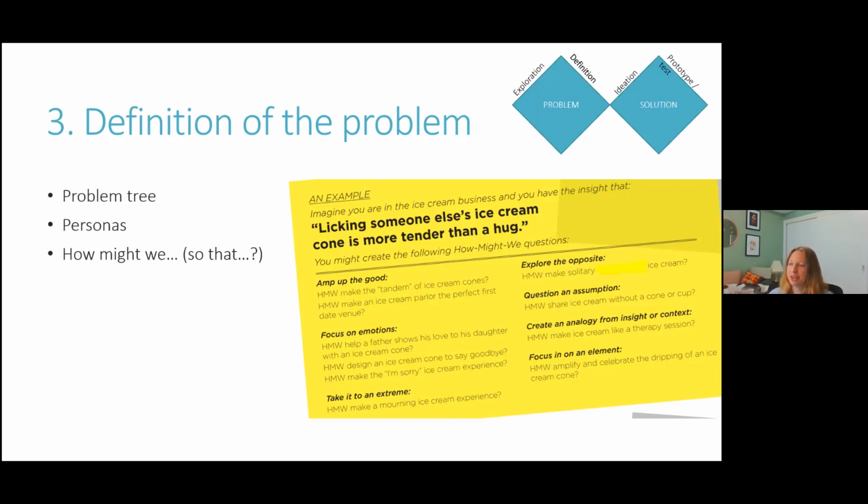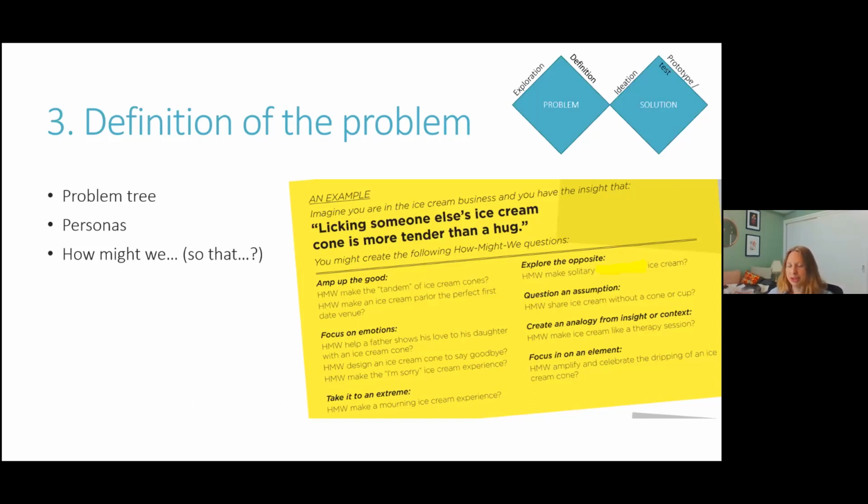And then it's what are the design questions or problem statements that you can draw from that. They've got some where you focus on really emphasizing the good that you got from that insight. So how might we make the tandem of ice cream cones? Focusing on those emotions, say from that empathy map. So how might we make the ice cream experience? And then through to other things like questioning an assumption behind all of that. How might we share ice cream without a cone or a cup?